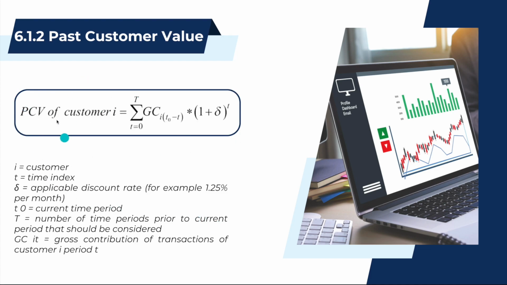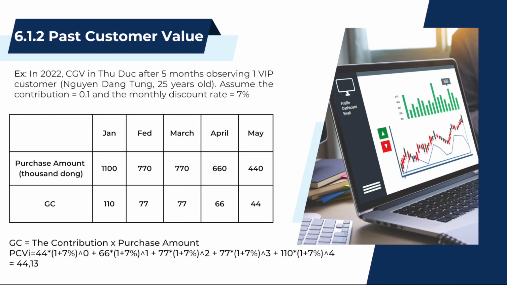In this formula, I is customer, T is time index, delta is the applicable discount rate, for example 1.25% per month, T0 is the current time period, T is the number of time periods prior to the current period that should be considered, and GC is the gross contribution of transactions of customer I in period T. Look at the example above.